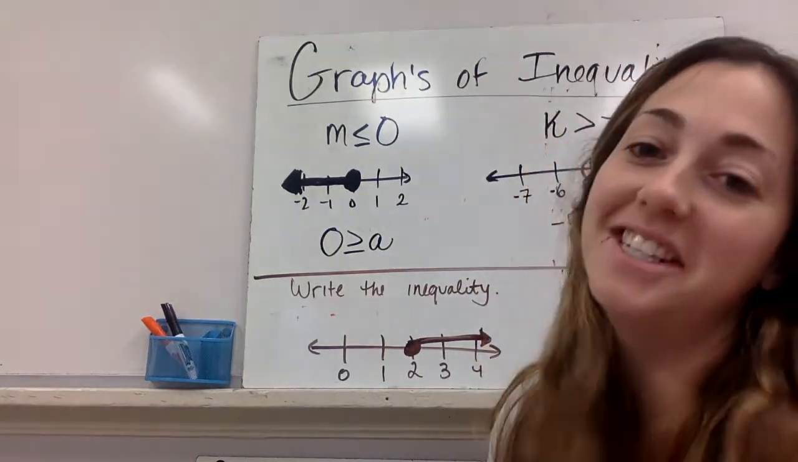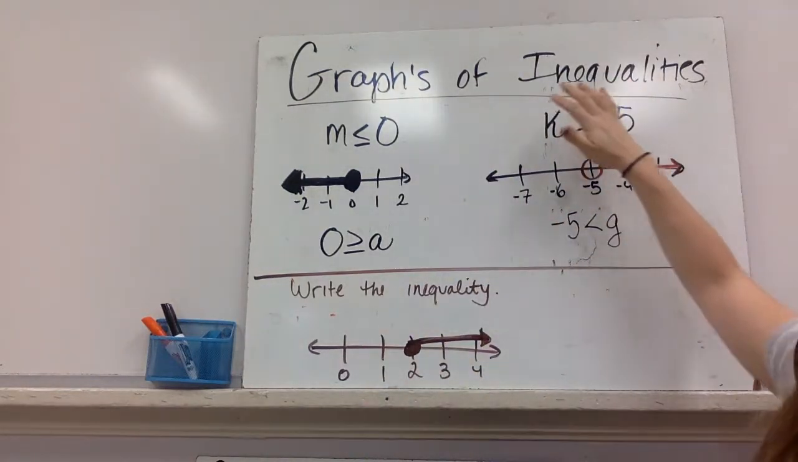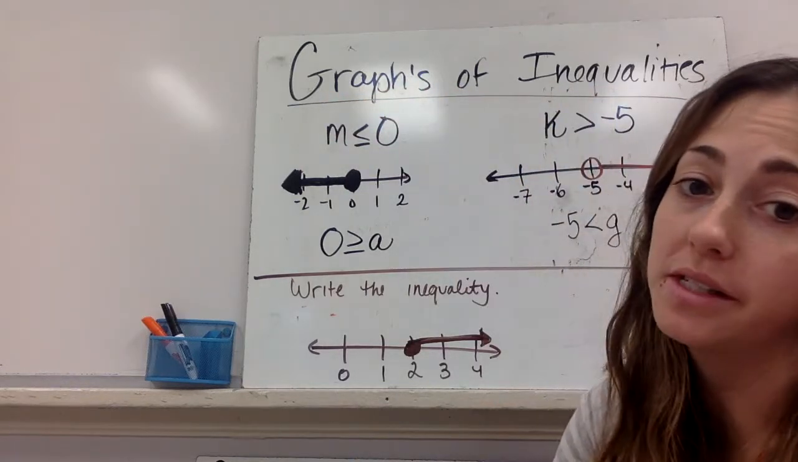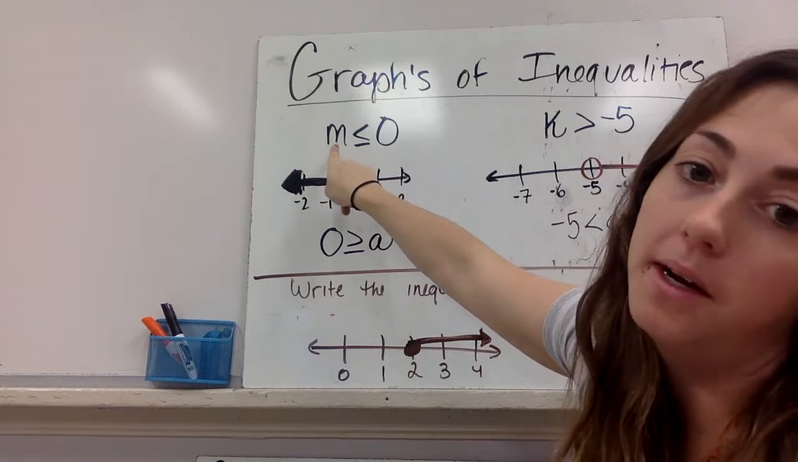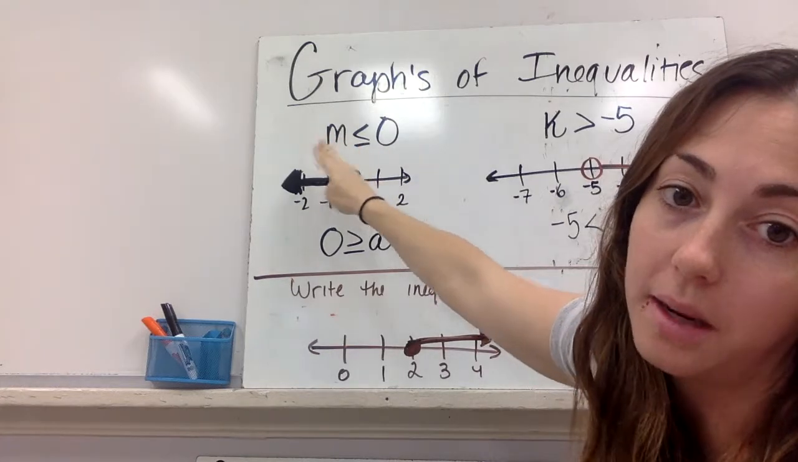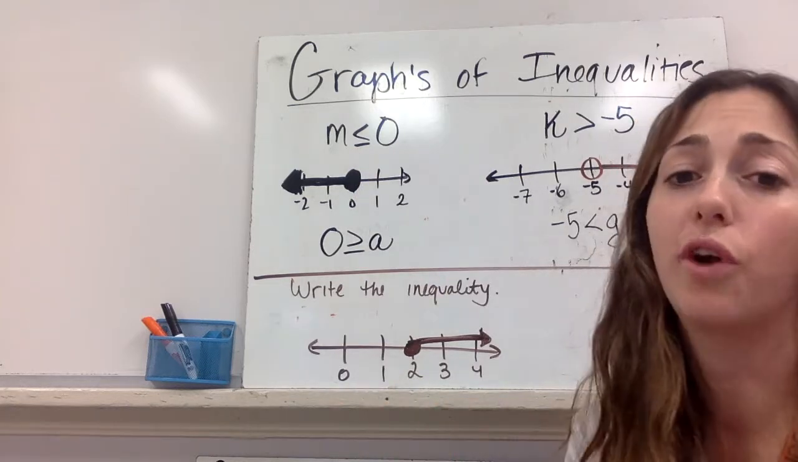All right, we're getting into inequalities. So the first thing to talk about is the graphs of inequalities, just to remind you of this. So say we have some number m is less than or equal to 0. So m, any number less than or equal to 0, what are the solutions for m?